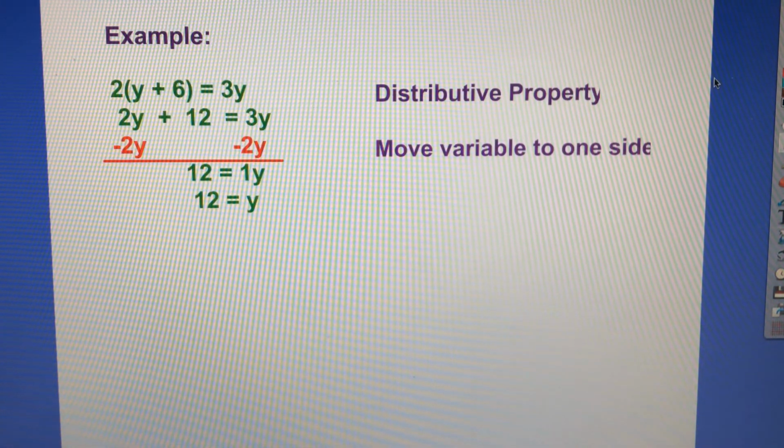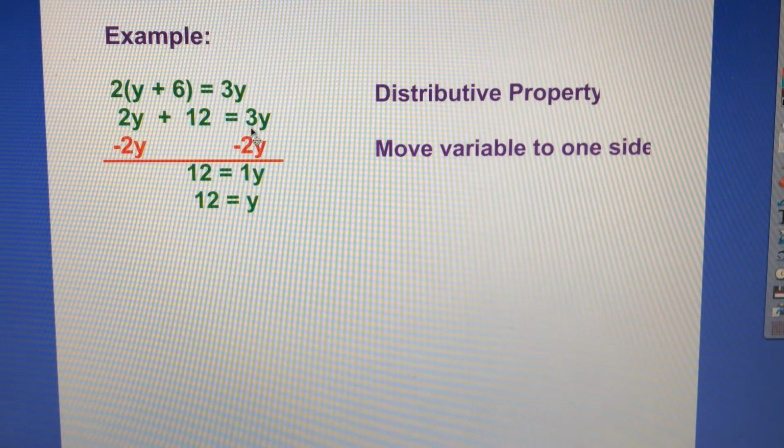You need to go slow when you do these because it's very easy to make a simple mistake. Another example. This time I have a distributive property to look at. I have 2 times parentheses y plus 6 equals 3y. You can see this is not cleaned up. Distributive property needs to be cleaned. 2 times y, 2 times positive 6, 2y plus 12. Now you see I have variables on both sides.